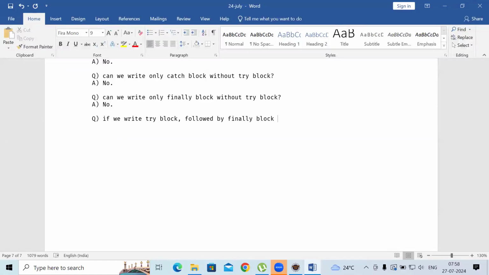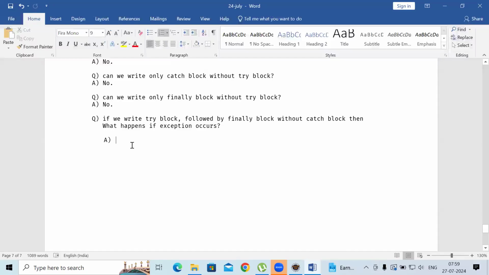If you write a try block followed by a finally block without a catch block, then what happens when an exception occurs? That's the question. Finally block will be executed. What's the answer for this? That is the answer we want, right?